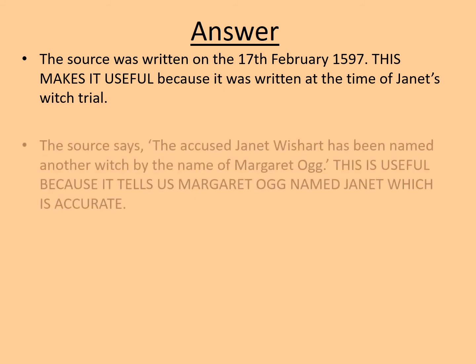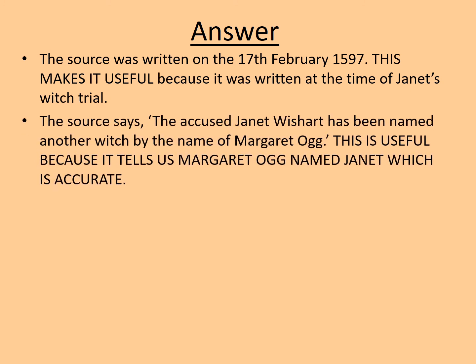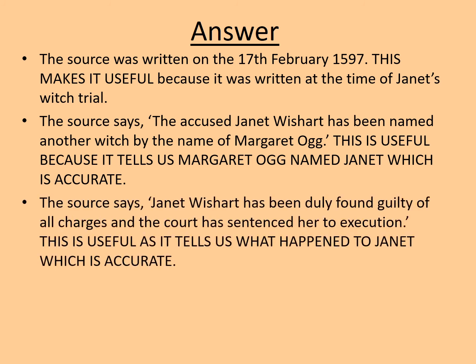Then what does the source actually tell us? So the source says, the accused Janet Wishart has been named another witch by the name of Margaret Ogg. So this is useful because it tells us Margaret Ogg named Janet as a witch, which is accurate. The source says Janet Wishart has been duly found guilty of all charges and the court has sentenced her to execution. So again, this is useful as it tells us what happened to Janet, which is accurate, so we know that there were people who were found guilty and were executed.